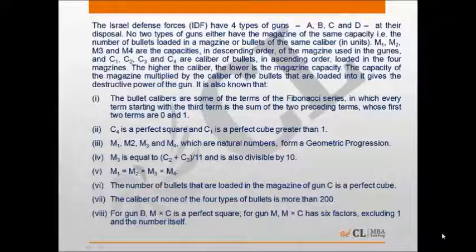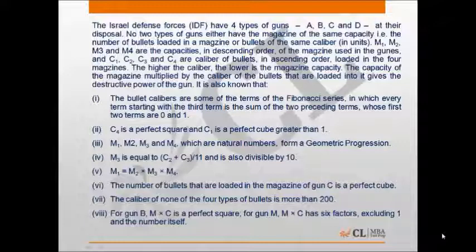M1, M2, M3 and M4, which are natural numbers, form a geometric progression. M3 is equal to (C2 plus C3) divided by 11 and is also divisible by 10. M1 is equal to M2 into M3 into M4. The number of bullets that are loaded in the magazine of gun C is a perfect cube. The caliber of none of the four types of bullet is more than 200.